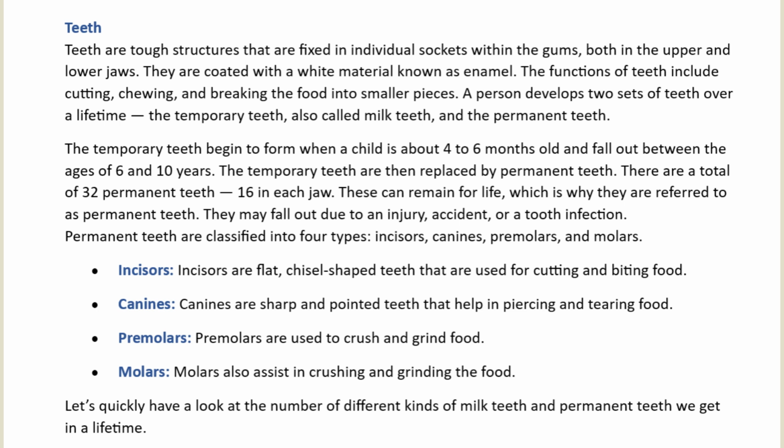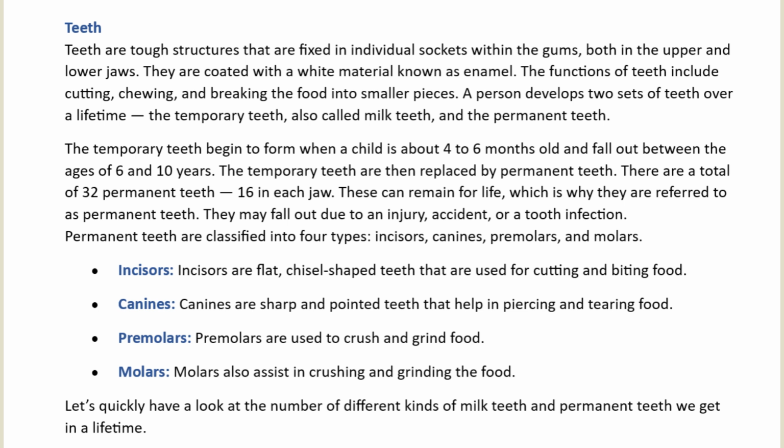1. Incisors. Incisors are flat, chisel-shaped teeth that are used for cutting and biting food. 2. Canines. Canines are sharp and pointed teeth that help in piercing and tearing food. 3. Premolars. Premolars are used to crush and grind food. 4. Molars. Molars also assist in crushing and grinding the food.